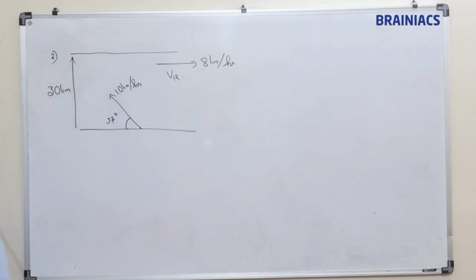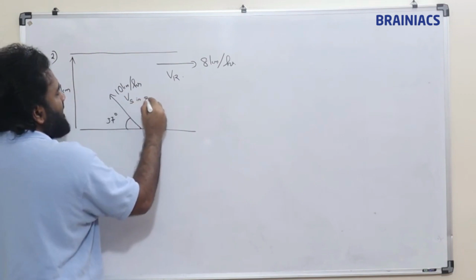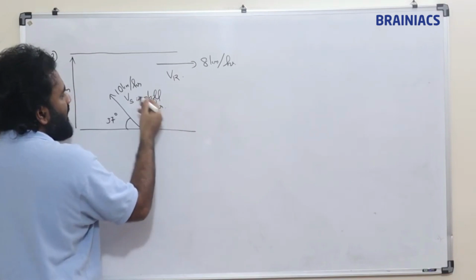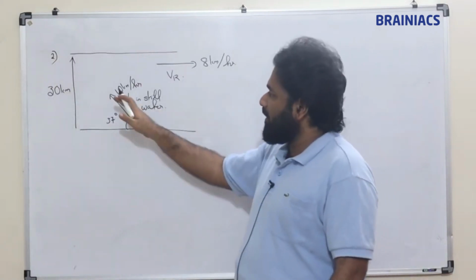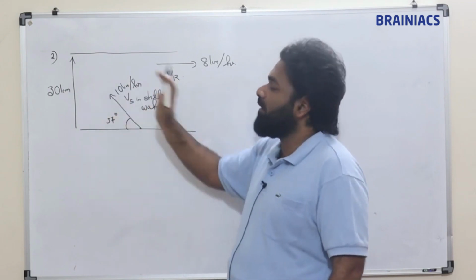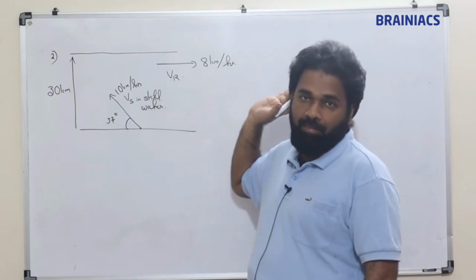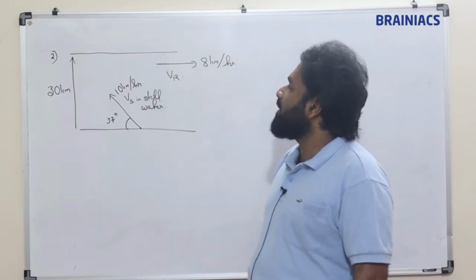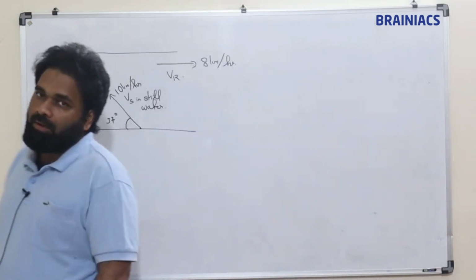So this is the velocity of the swimmer in still water. This is the velocity of the river. His actual velocity, if he is swimming in still water, this will be the velocity. But because of the river's velocity, changes will happen. That is the situation. So he is moving at 37 degrees. This is the velocity of the swimmer. One by one we will do all the possible questions.